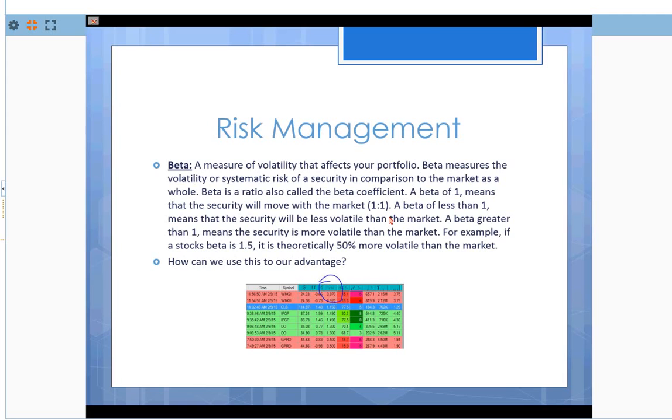So basically, beta is a measure of volatility, and it helps you understand, if there's an event that happens, not necessarily to the stock itself, but a systematic event that affects the market as a whole, how is this stock going to react? Is it going to react volatile? Is it going to shrug it off?